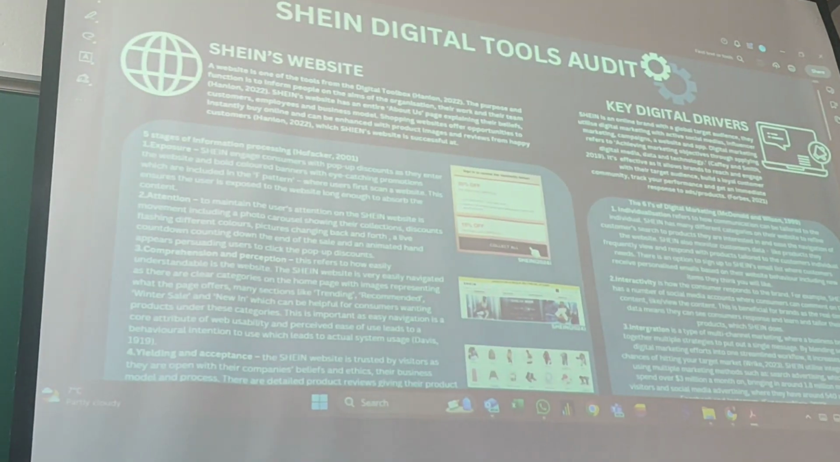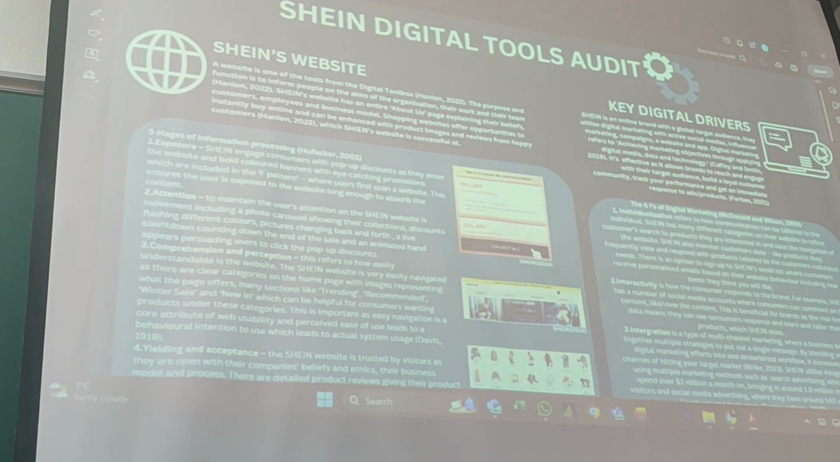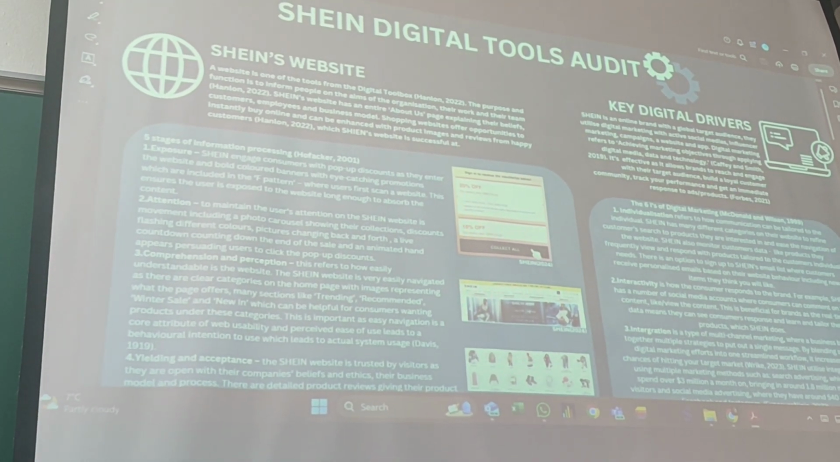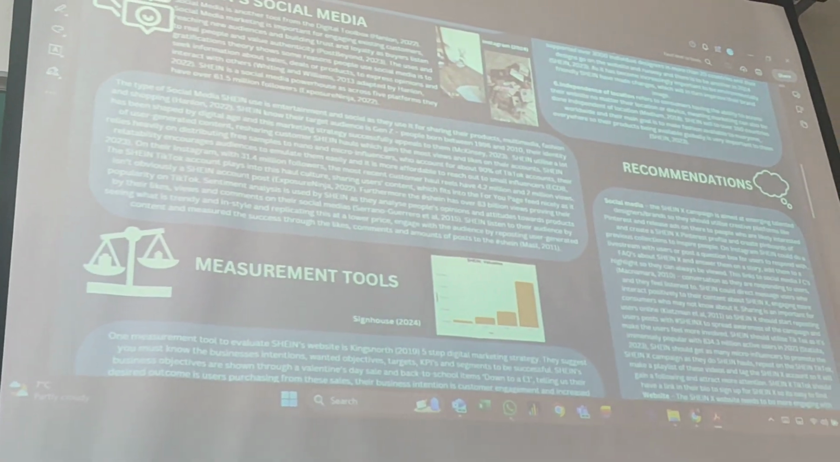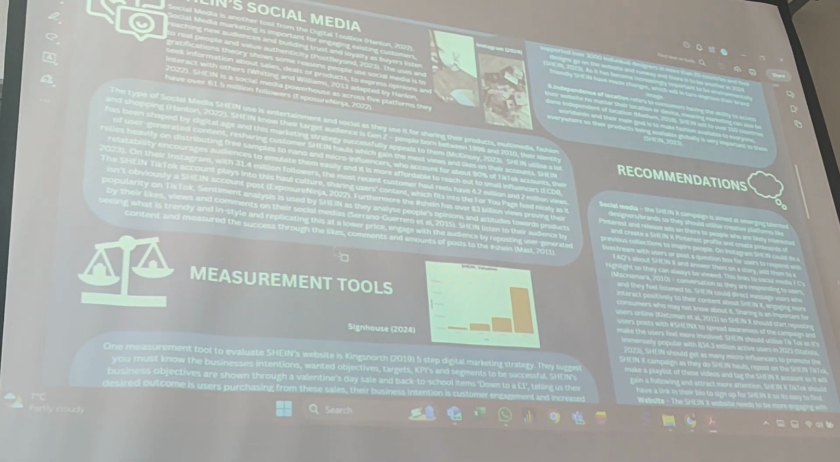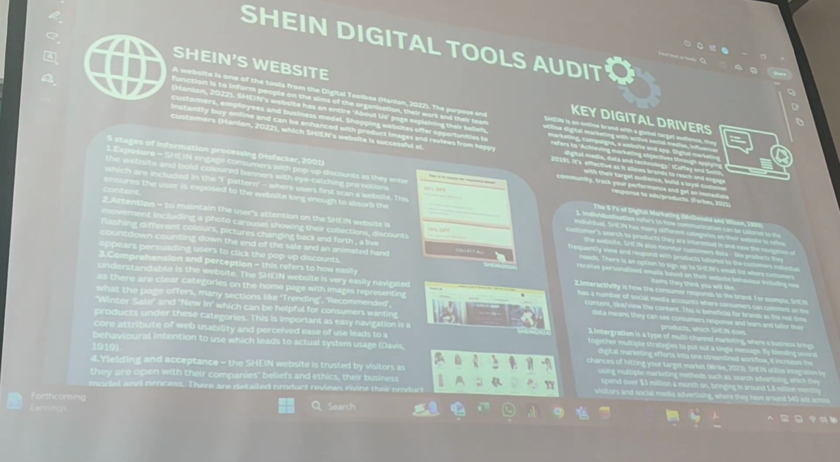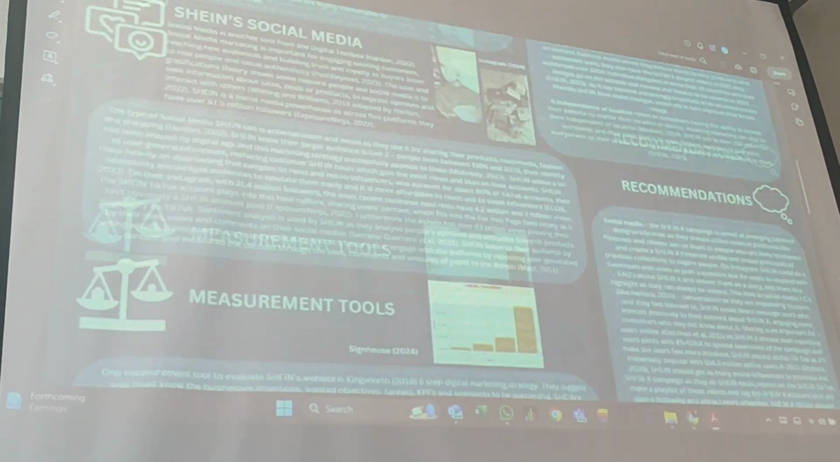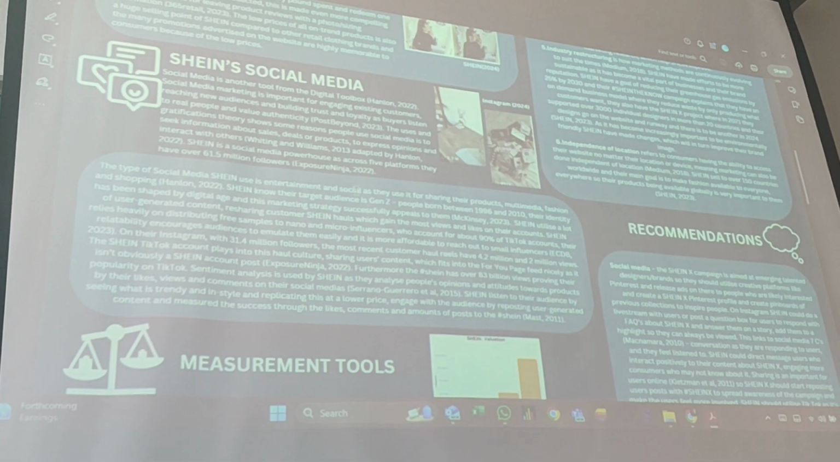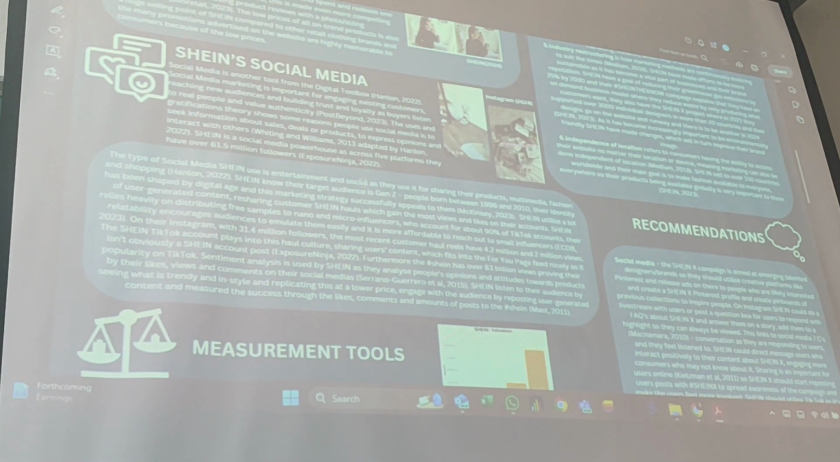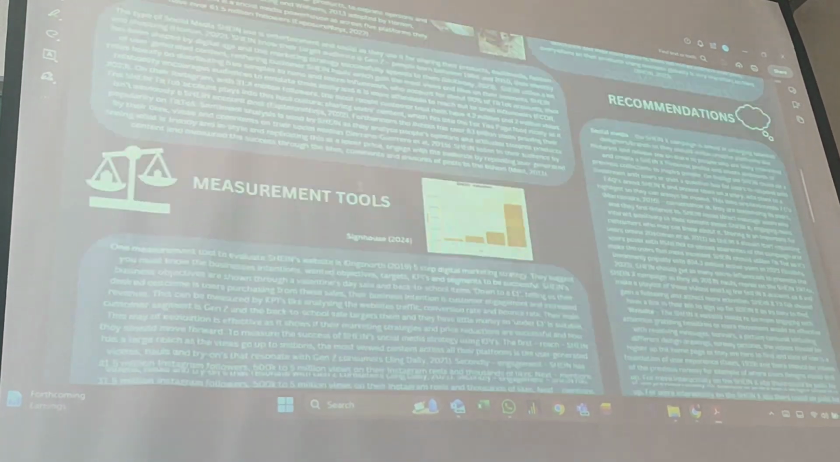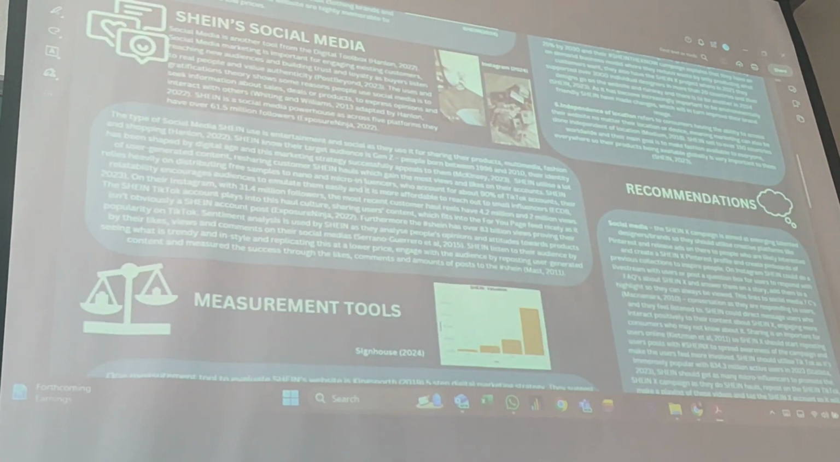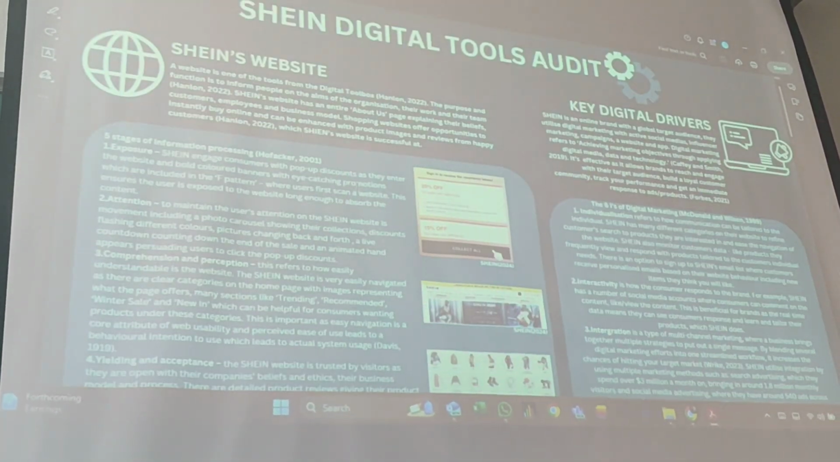When you're trying to make it clear, you kind of want to start with the introduction to the brand. I'll go into the way they've used the academic theory, but basically what they've chosen is the website and the social media of the brand. So those are the two tools from the digital marketing toolbox that they've chosen to analyse. And then they very clearly laid it out with measurement tools and recommendations.